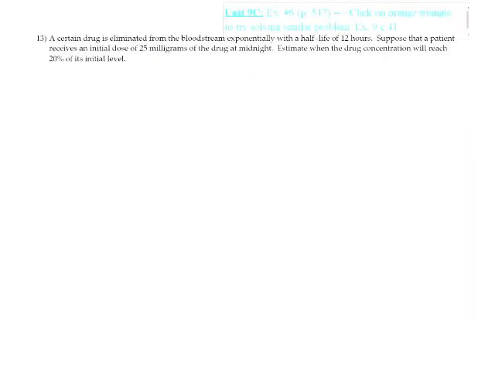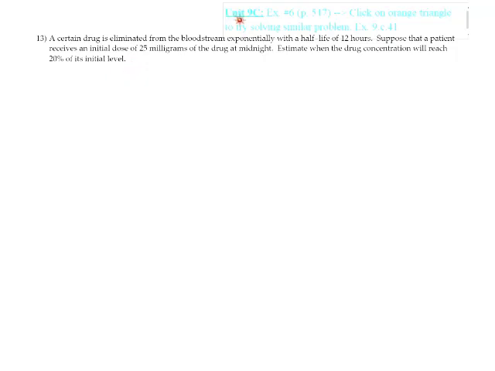Okay, next we have problem 13. So a certain drug is eliminated from the bloodstream exponentially with a half-life of 12 hours. Suppose that a patient receives an initial dose of 25 milligrams of the drug at midnight. Estimate when the drug concentration will reach 20% of its initial level. This problem is somewhat similar to the last problem. We're going to use the same formula.